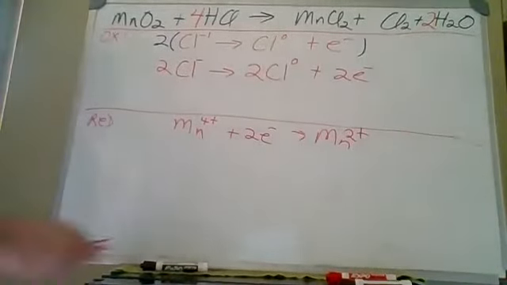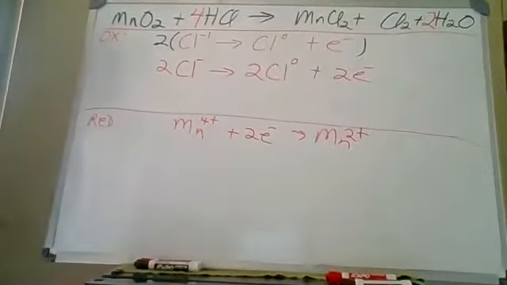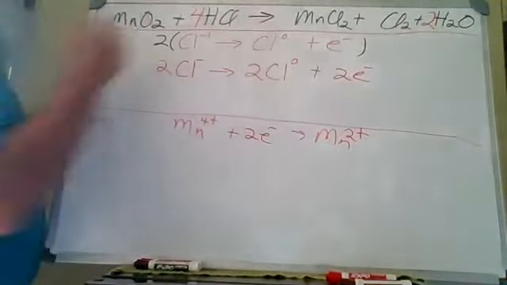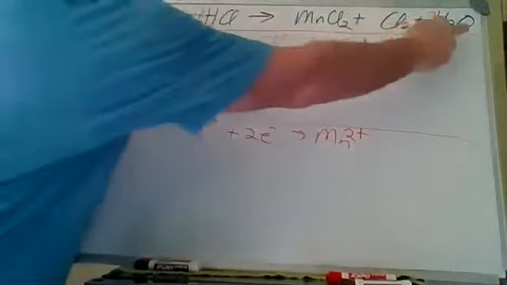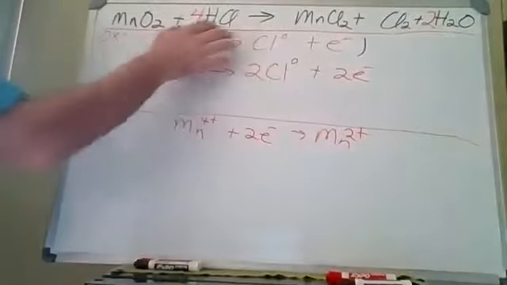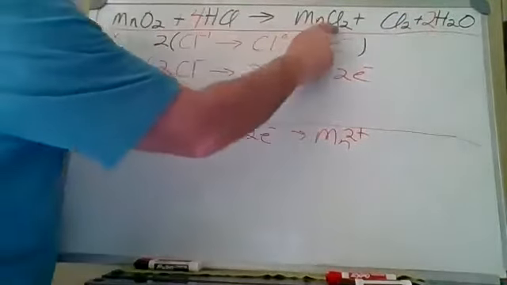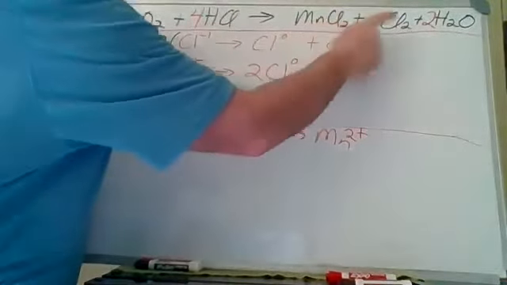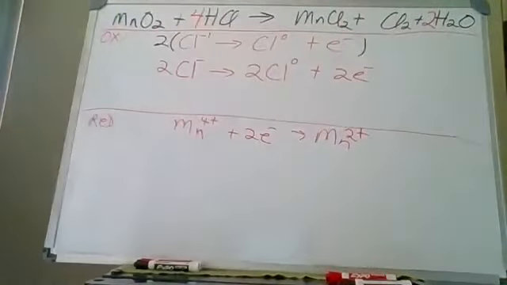We're probably good, but we've done all this work. Let's go back and check. 1 manganese, 1 manganese. 2 oxygens, 2 oxygens. 4 hydrogens, 2 times 2 is 4 hydrogens. 4 chlorines, 2 here that stay the same, and 2 here that are oxidized. So we're done with this.